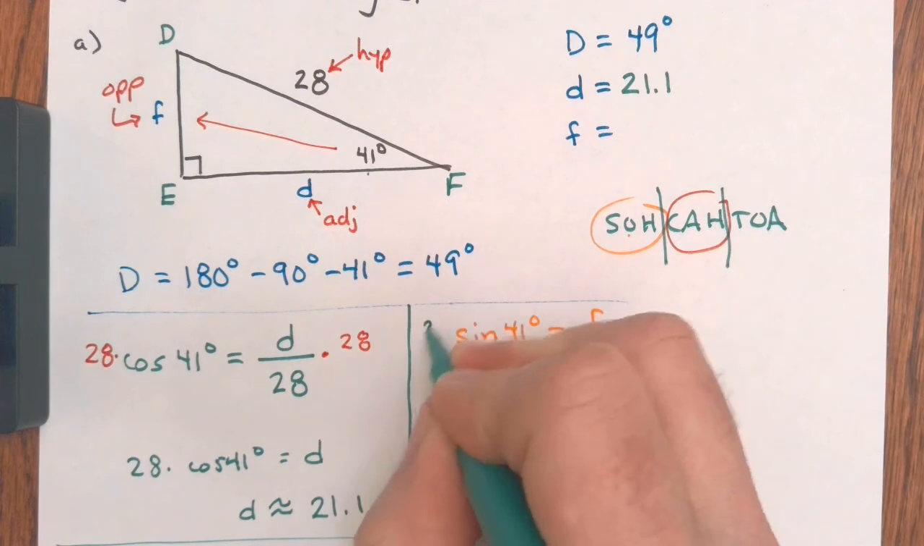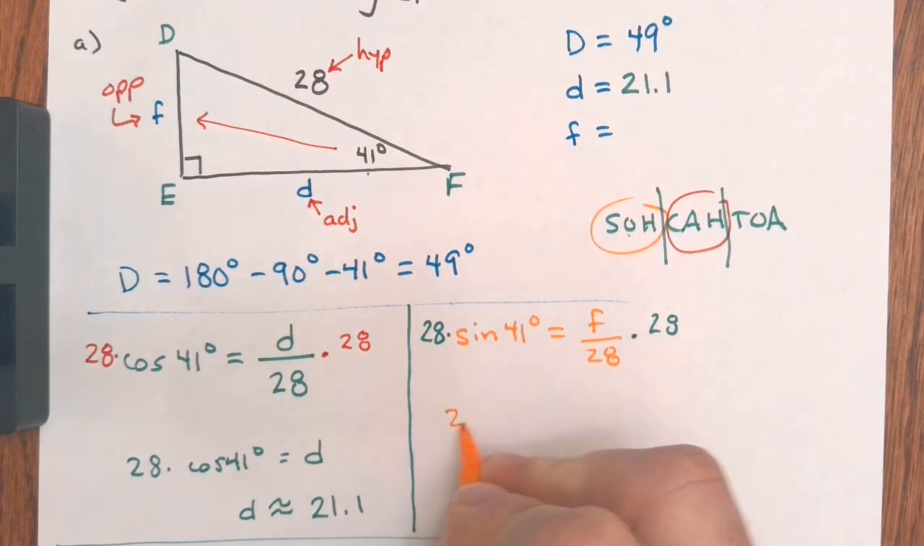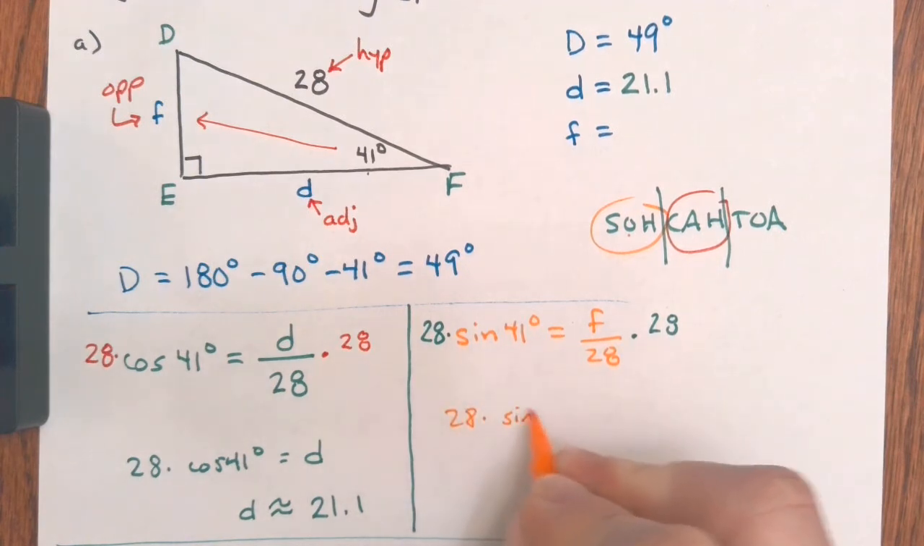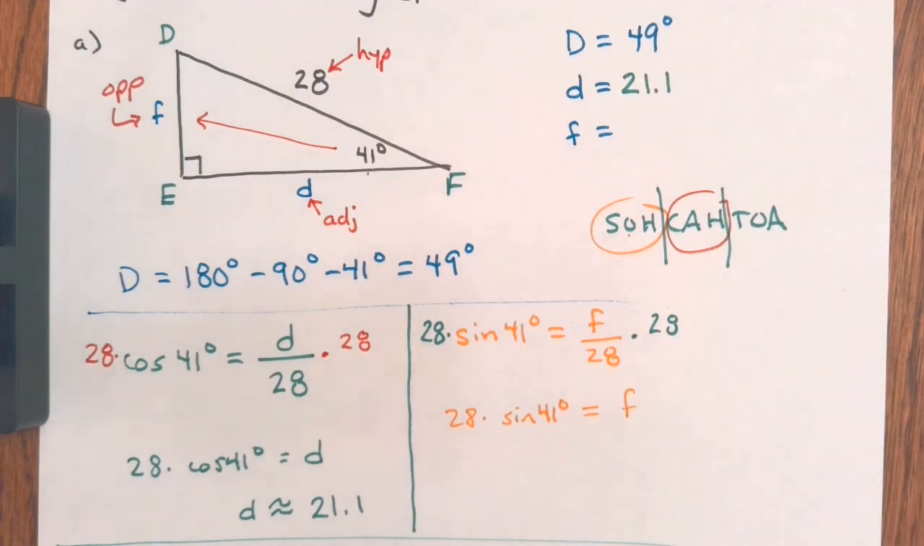And if I multiply both sides by 28, then I would know that 28 times the sine of 41 degrees is exactly the length of side f. If you throw that into your calculator and you round that off to 1 decimal place, it is approximately equal to 18.4.